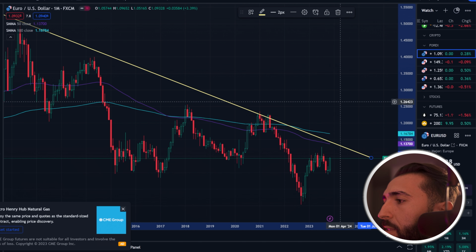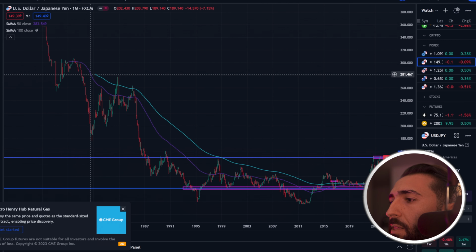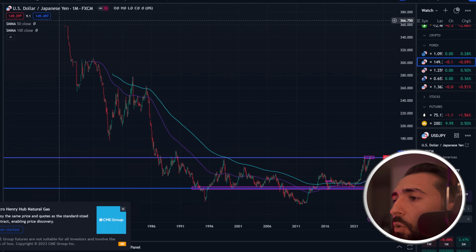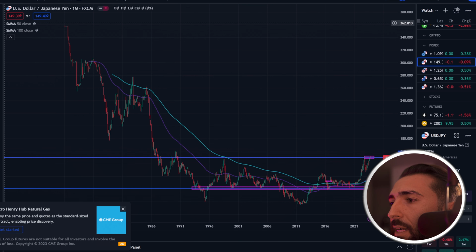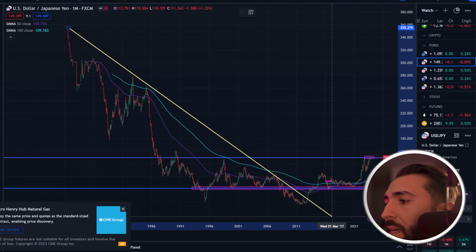All right, let's go down the list, guys. Next in order is the dollar against the yen. All right, this is very interesting. As you can see, the overall trend of this has been down, correct? We could all see this. It's very clear that whole movement has been to the downside.